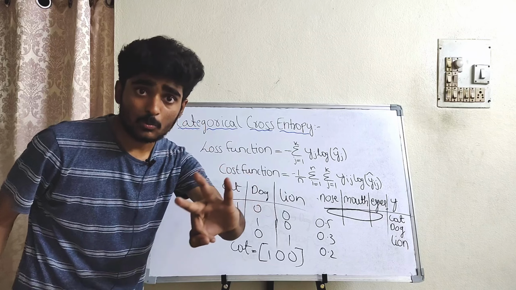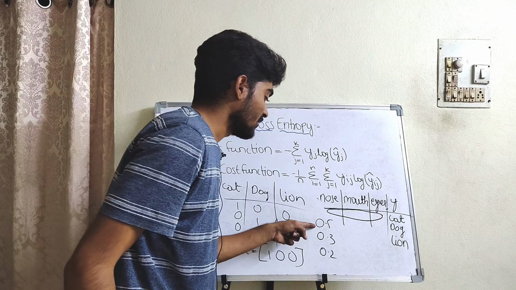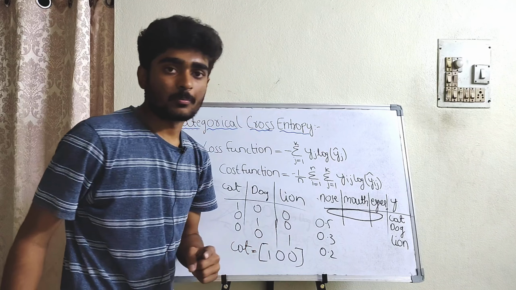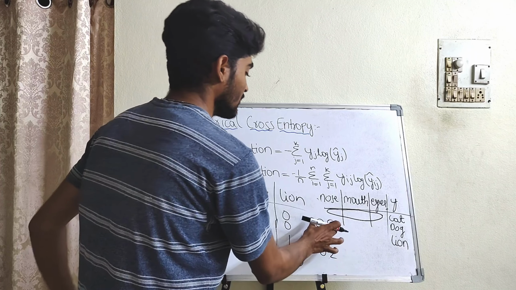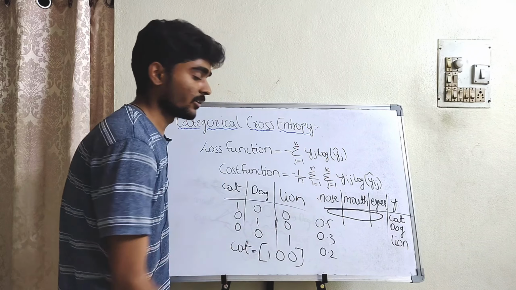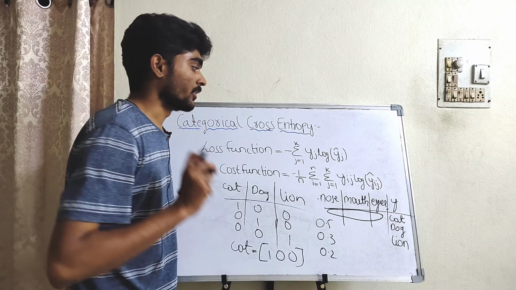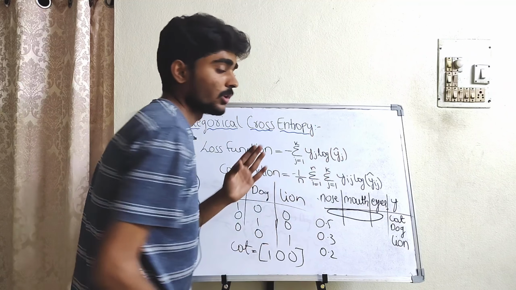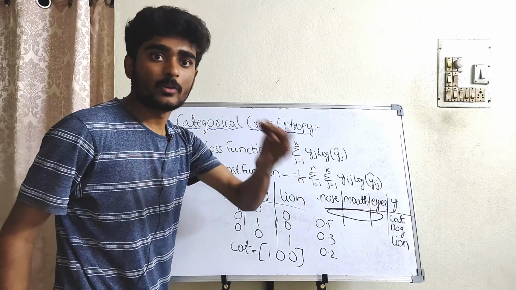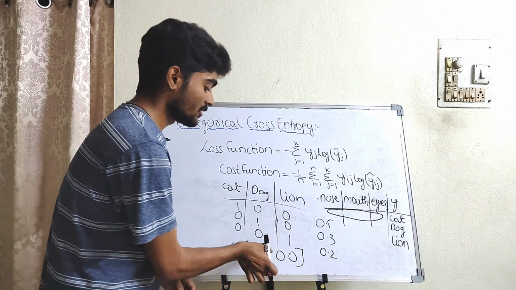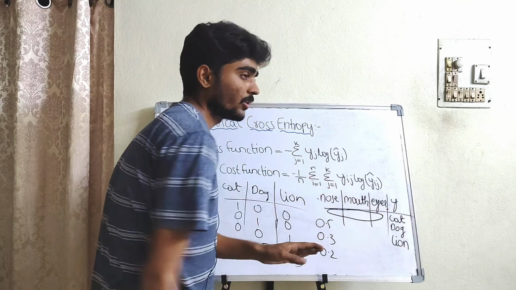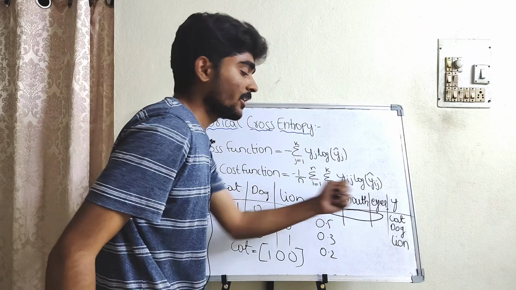You have three output nodes. The first node has outputted 0.5, the second node has outputted 0.3, and the third node has outputted 0.2. These are y1 hat, y2 hat, and y3 hat. Now, for calculating the total loss function, you will expand the terms based on the number of classes.